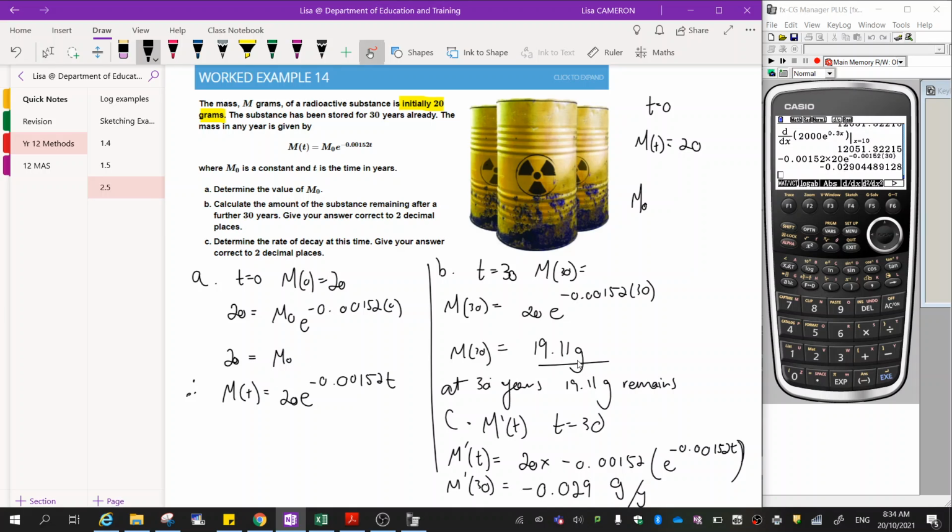The reason that I can tell this thing is decaying is because initially we had 20, it's decreased to 19.11. And then down here, this should give me a negative if it's decaying. If I graphed this thing, here's my initial value, there's 20. So that's when t is equal to 0. Over here, when t is equal to 30, we've gone down like that. If I then try and calculate the gradient at this point, it's got a negative gradient, so that should be reflected down here. If we're rounding to 2 decimal places, then this should be 0.03. And that's your question.